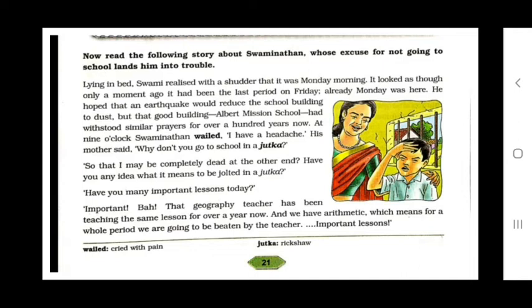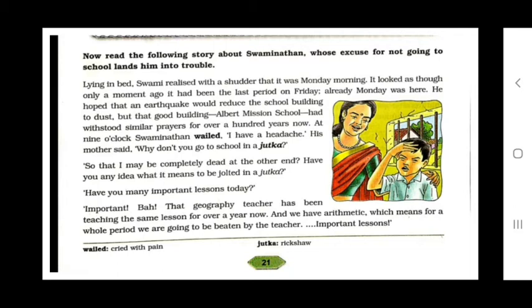So he said that the school building has withstood, it has tolerated similar prayers for over 100 years. So his school is a new one or an old school? It's an old school, very old school. So it is over 100 years old. So his prayers, he thought, won't work, because there won't be any earthquake, and the school building will remain like that, strong, intact.